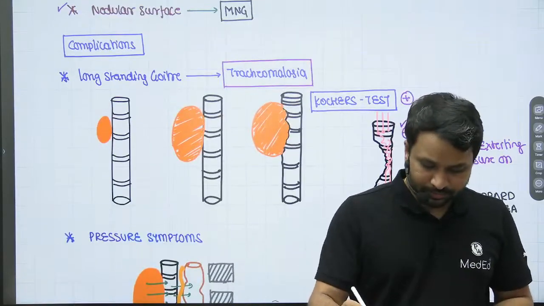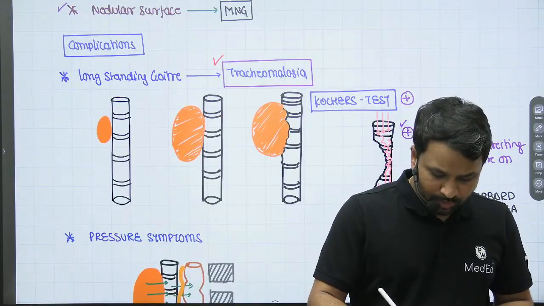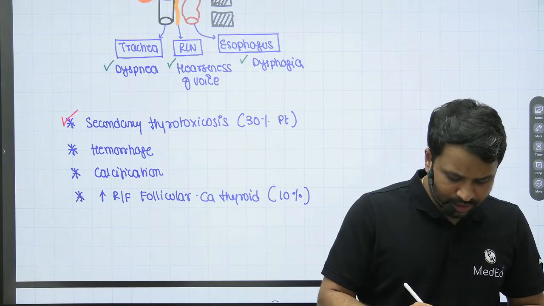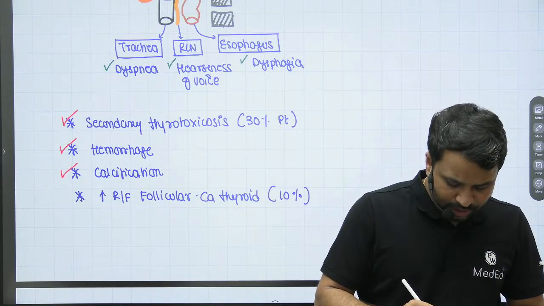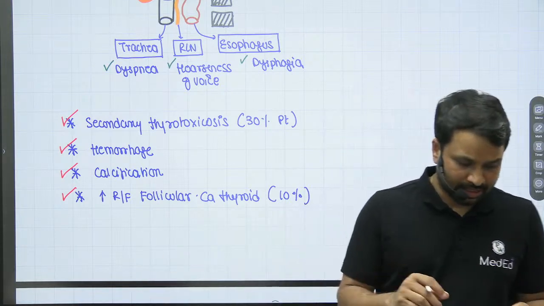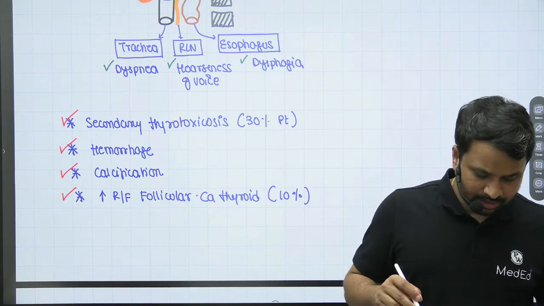So what do we have? 1, tracheomalacia. 2, pressure symptoms. 3, secondary thyrotoxicosis, hemorrhage, calcification, and increased risk for follicular malignancy.